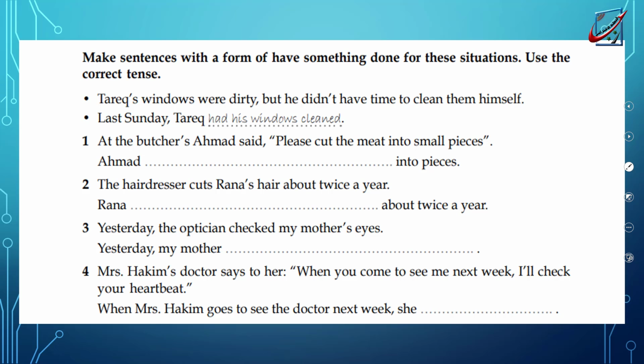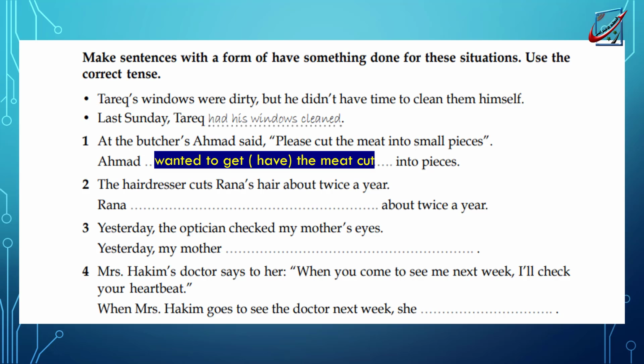At the butcher's, Ahmed said, please cut the meat into small pieces. So, Ahmed, think, how can you use the causative form in this sentence? Well, let's see. Ahmed wanted to get, or you can say, Ahmed wanted to have the meat cut into pieces. This means that someone else cut the meat for him. It's not Ahmed who cut the meat.